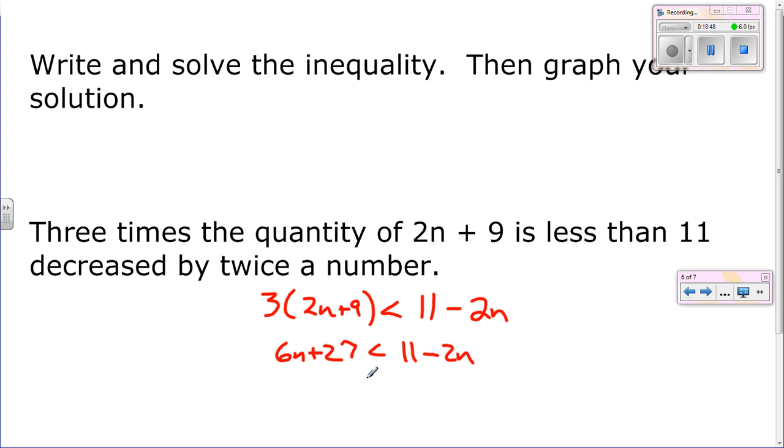Now, I talked to you about at least. At least was greater than or equal to. At most is less than or equal to. Just for your own personal note.